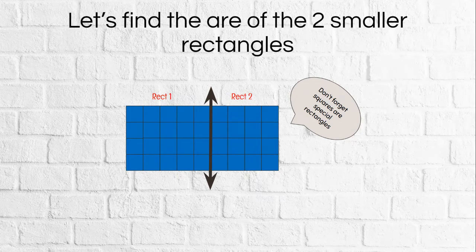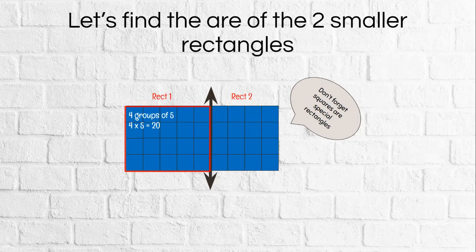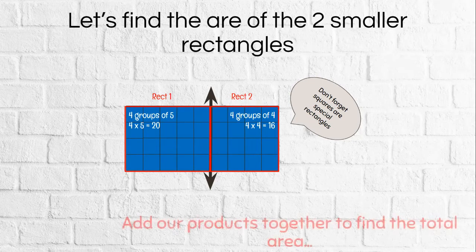Let's find the area of the 2 smaller rectangles. Of rectangle 1, I have 4 groups of 5 now. So I have 4 times 5 equals 20. In rectangle 2, I have 4 groups of 4. So 4 times 4 equals 16. So now I found the area of the 2 smaller rectangles.